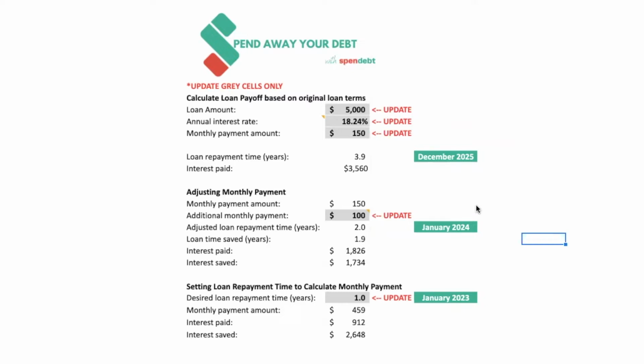The next section allows you to adjust your monthly payment. So you can see if I increase or decrease my monthly payment, what is the impact of that on how long it'll take me to pay back my loan and on the interest that I will pay.